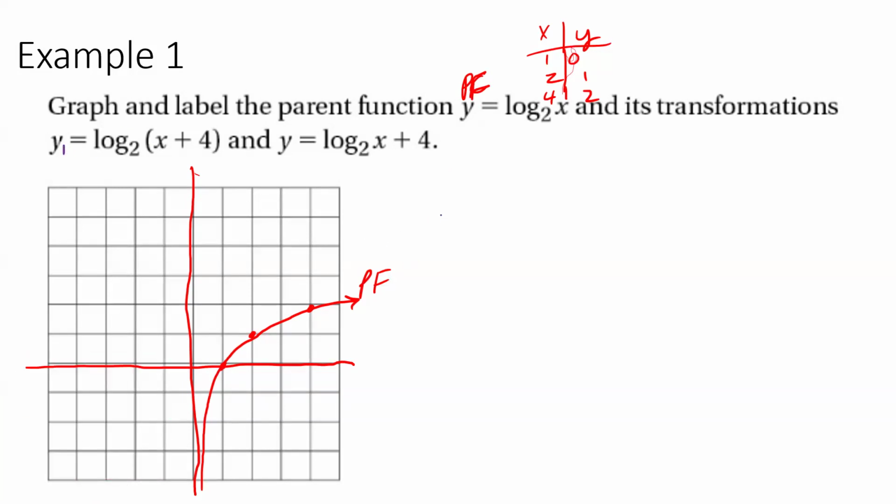We're going to call this y1. Looking at y1, what is it telling me to do to my parent function? I'm going to go left 4 units. So that's saying I'm going to take the points that I have and my asymptote, and we're moving everybody to the left. 1, 2, 3, 4. So my asymptote is now at -4.